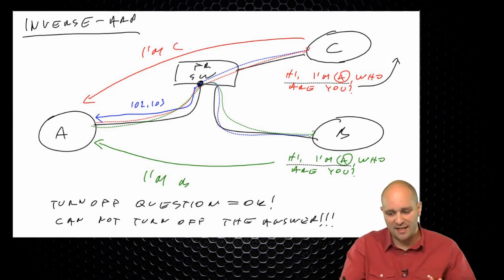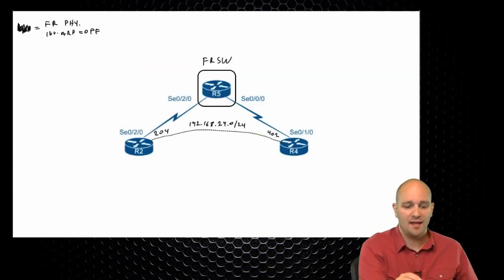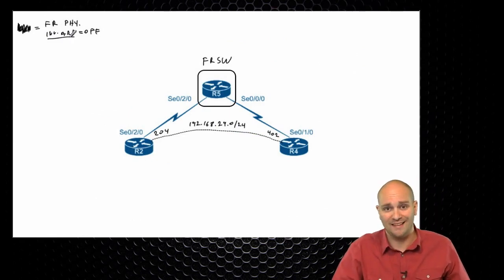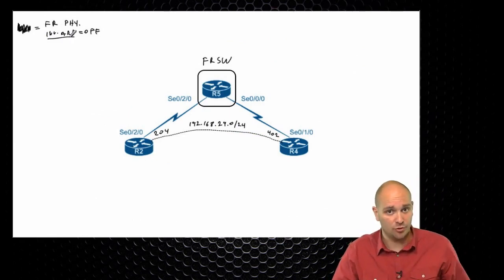So when we say that inverse ARP needs to be turned off, it needs to be turned off on both sides of the connection for it to make sense. And I will demonstrate to you right now.